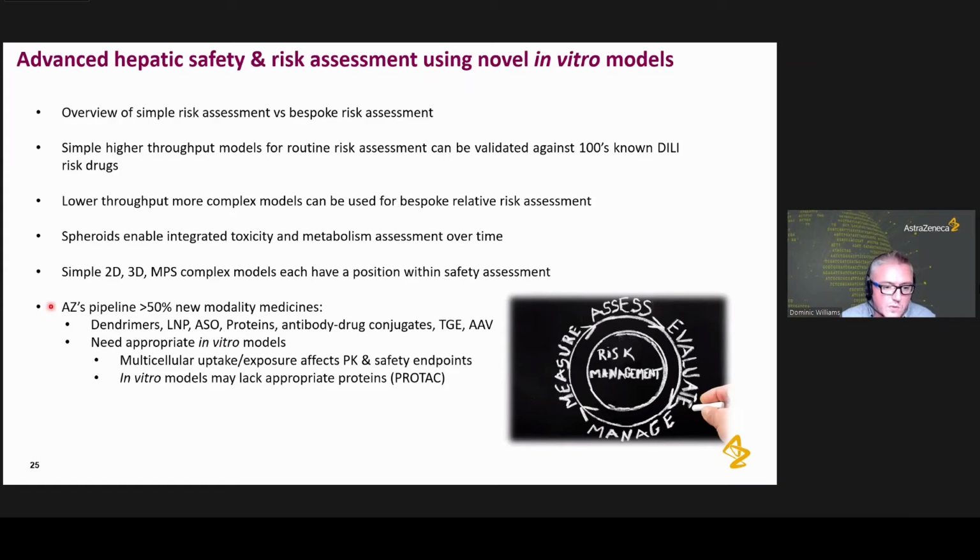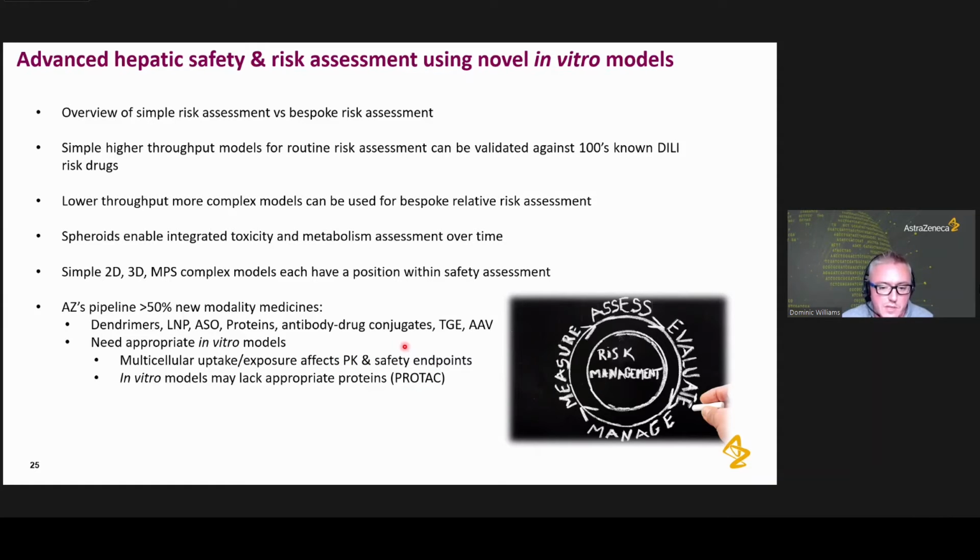But really what we're faced with at the moment is AstraZeneca's pipeline has greater than 50% of new modality medicines, such as dendrimers, lipid nanoparticles, antisense oligos, all sorts of things, which don't rely on cytochrome P450 capability anymore. So we need to make sure that we're future-proof, that we have the appropriate in vitro models in place, which may mean multicellular uptake and exposure, and PK may affect the safety endpoints.